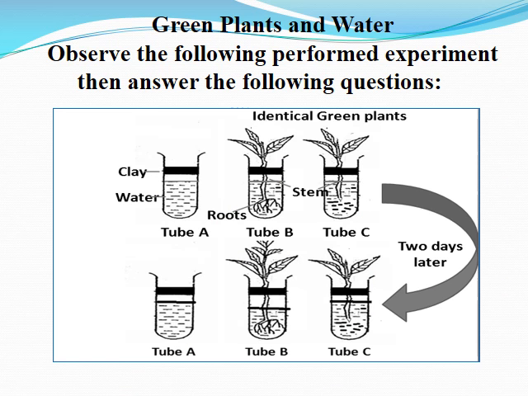Green plants and water. Observe the following, perform the experiment, then answer the following questions. We have tube A, clay plus water. Tube B has clay plus water, and the roots are present. They have the stem, and the root hairs are present in water, where the level of water decreases, as we see here, the difference between these two. And tube C has the plant stem without the root hairs, and the level of water approximately stayed the same after 2 days.